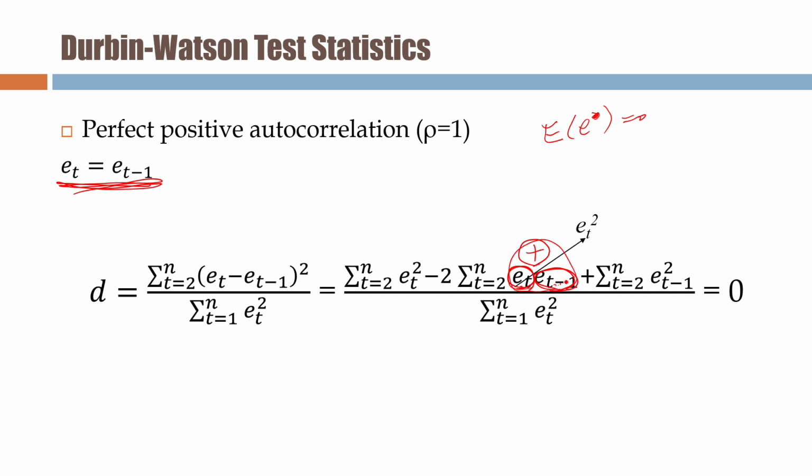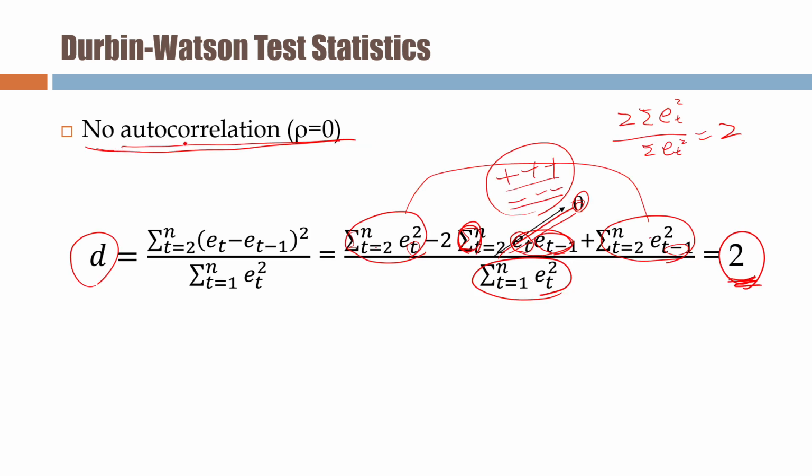So the cross term becomes e_t squared because I'm adding all of them, and because of the minus 2, you have sigma e squared minus 2 sigma e squared plus sigma e squared. All of this will be gone, and then you will have 0. So when D is 0, you have a perfect positive correlation. So remember, when there's no autocorrelation, rho is 0, and you have a D of 2.